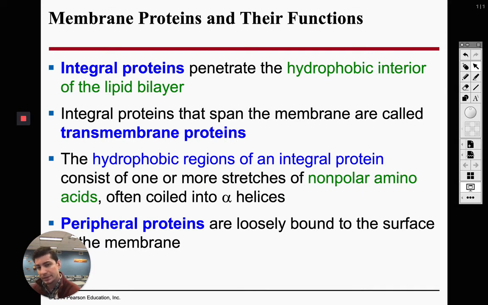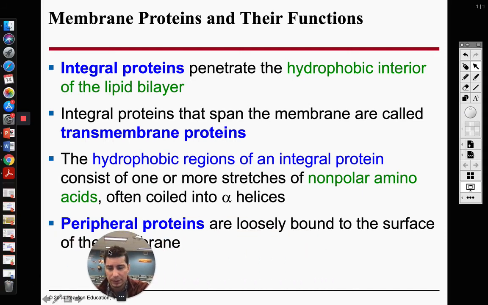It's going to have some areas that are hydrophilic. Those are going to be the areas that are attached to the phosphate. It's also going to have some areas that are hydrophobic, and those areas are going to be attached to our fatty acid tails. Okay? If an integral protein goes all the way from one side to the other side of our cell membrane, from the outside all the way to the inside, we call it a transmembrane protein. It penetrates the whole membrane. All right? Last one on there, we're going to have peripheral proteins. These are bound to the surface. They're not going to go the whole way through.